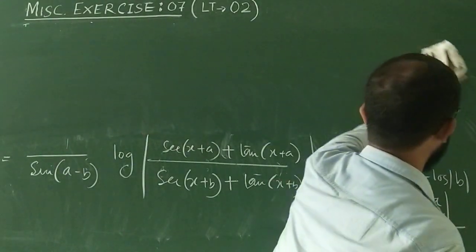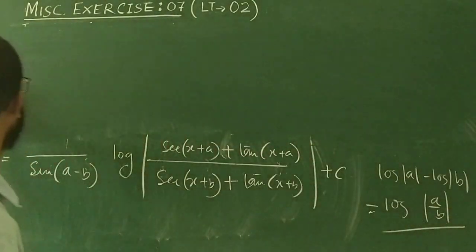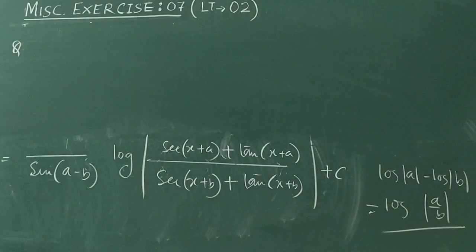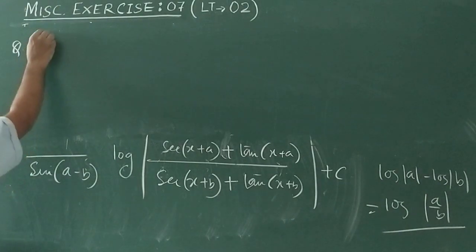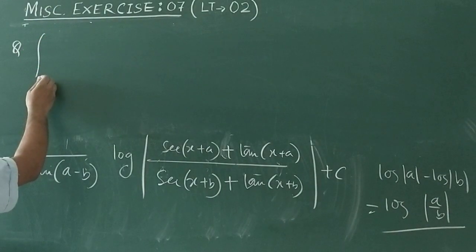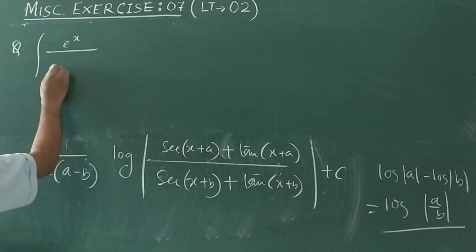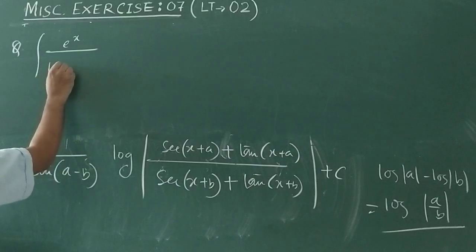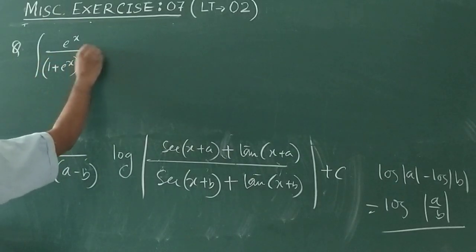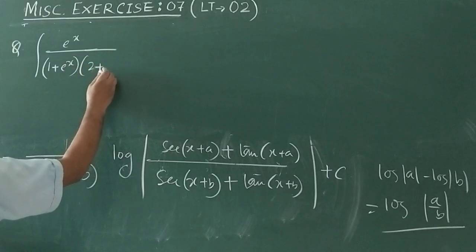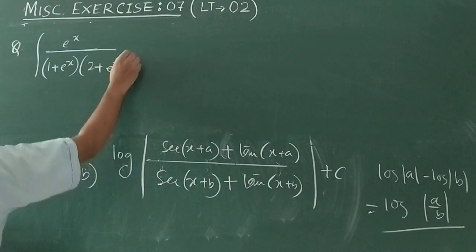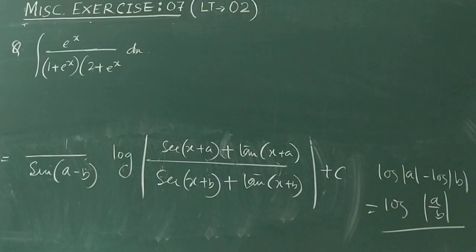The next question is, suppose that the integral you are going to do is e to the power x by (1 plus e to the power x) into (2 plus e to the power x) into dx. Okay, in this problem I will just give you some hints and you can do the problem.